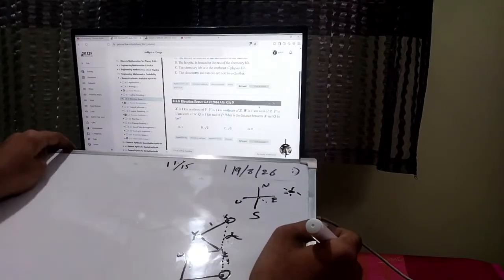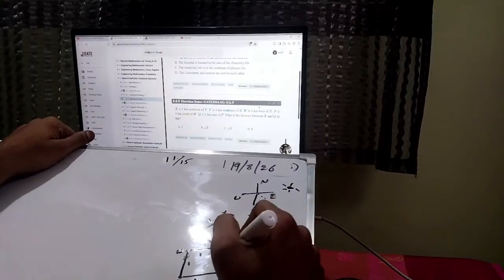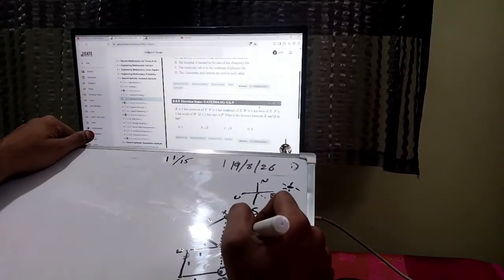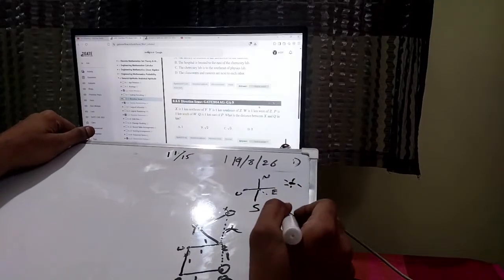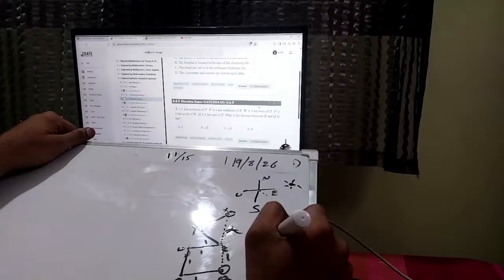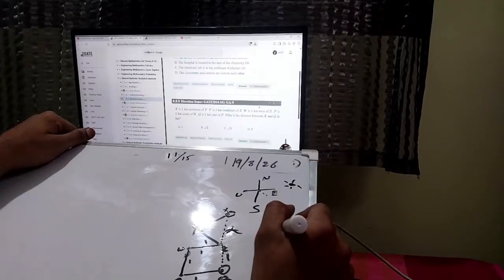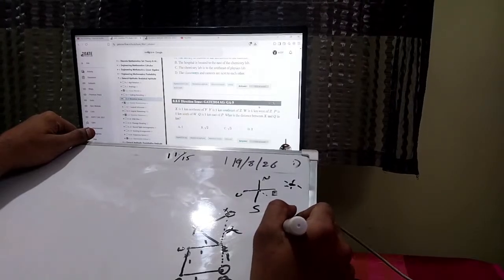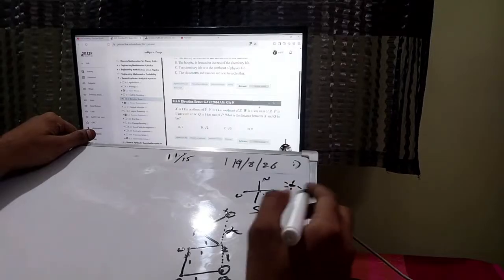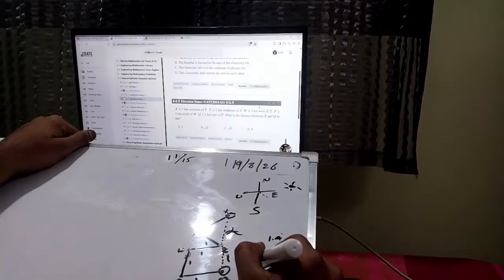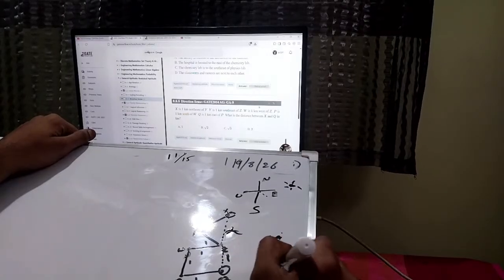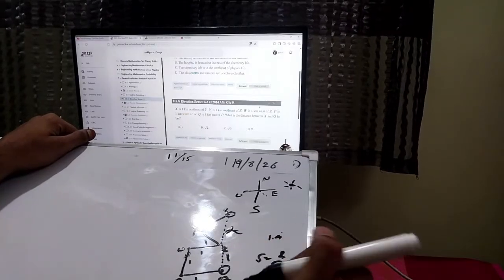No, it is not 1. And it is not root 2 means what? It is approximately 1.4 something, right? I think it is not 1. It is not 2. Answer lies between root 2 and root 3. Root 3 means more than 1.